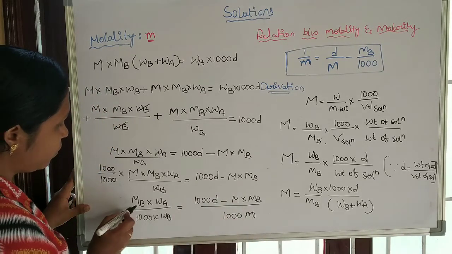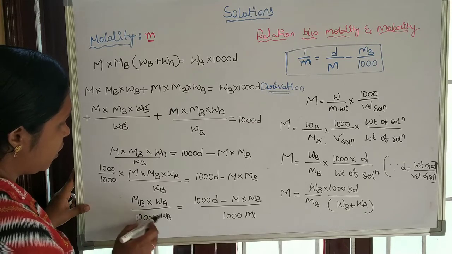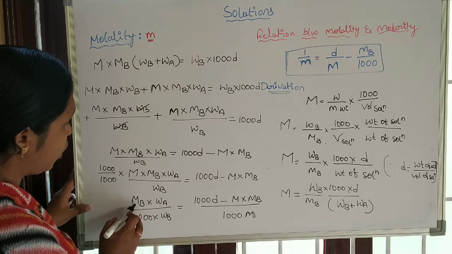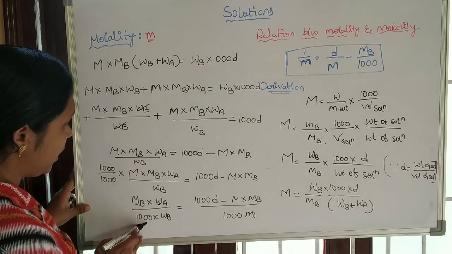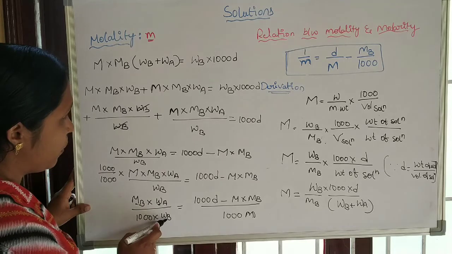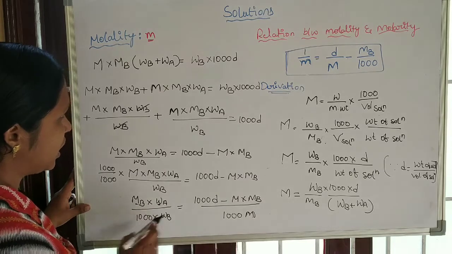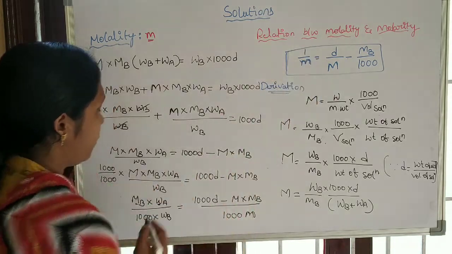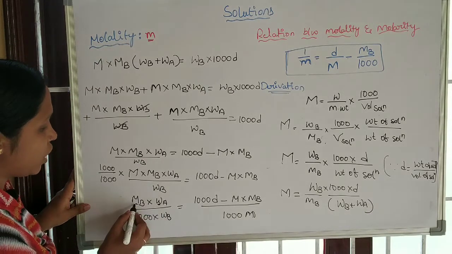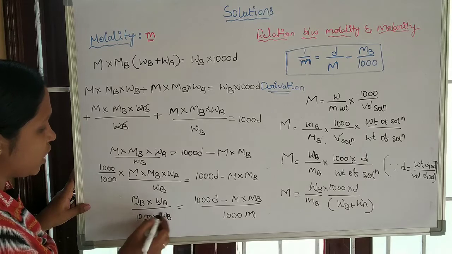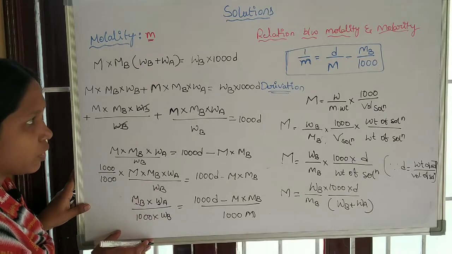Here W, that means weight by molecular weight of solute into weight of solvent divided by 1000 into WB, means what? It is 1 by small m. What is the molarity? Molarity formula, weight by molecular weight into 1000 by the reverse of this.